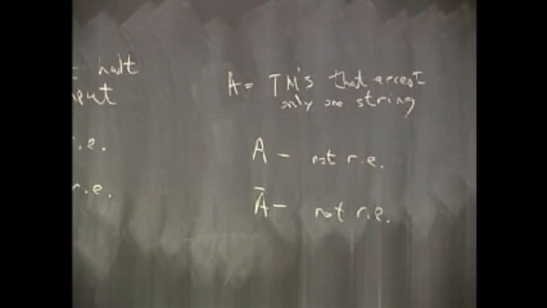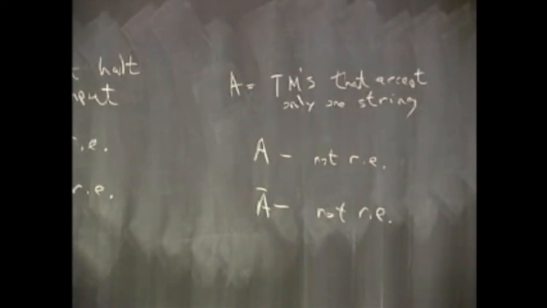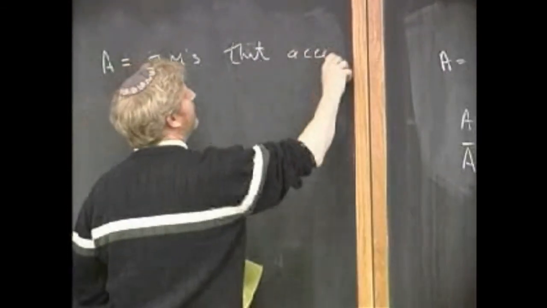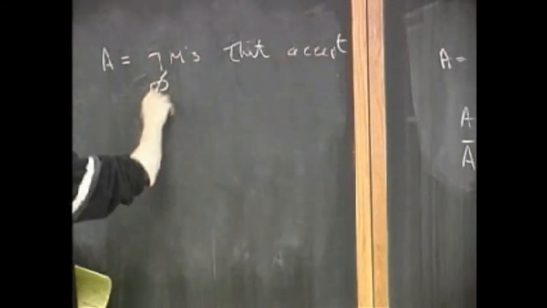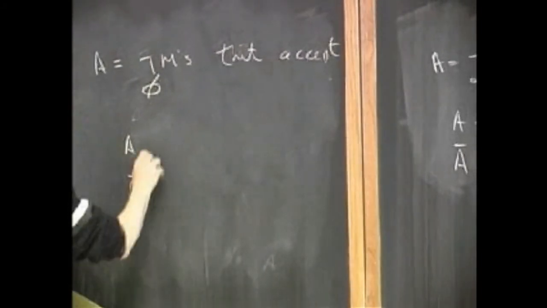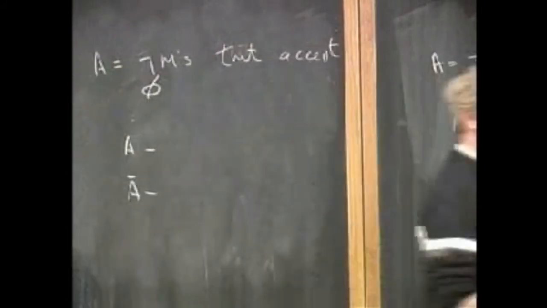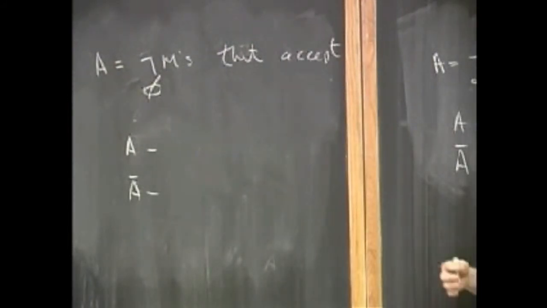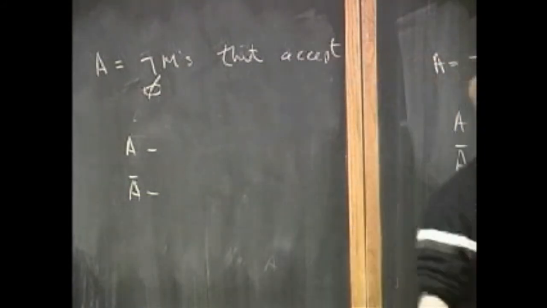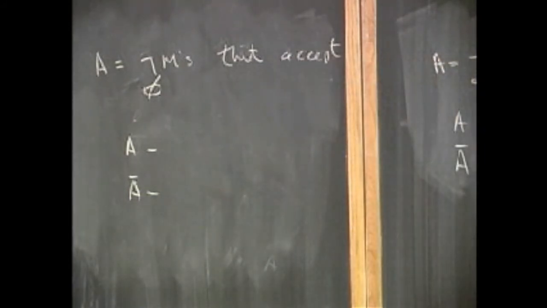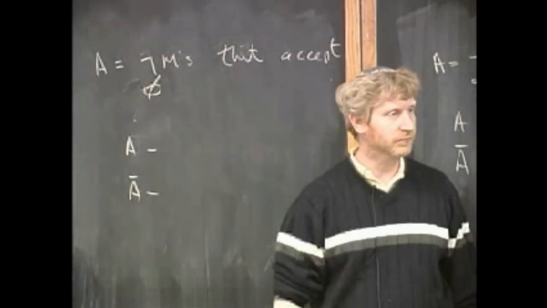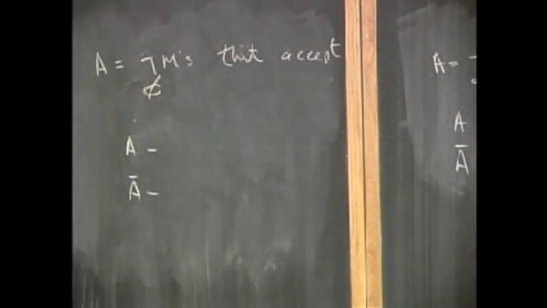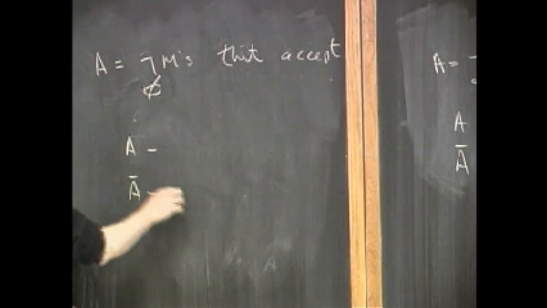OK, one more. Last one. Turing machines that accept nothing. I give you a Turing machine, I want to know if any inputs I throw on here, it always just goes into an infinite loop or says no. Never ever stops and says yes. What do you think? You think this is recursively enumerable?